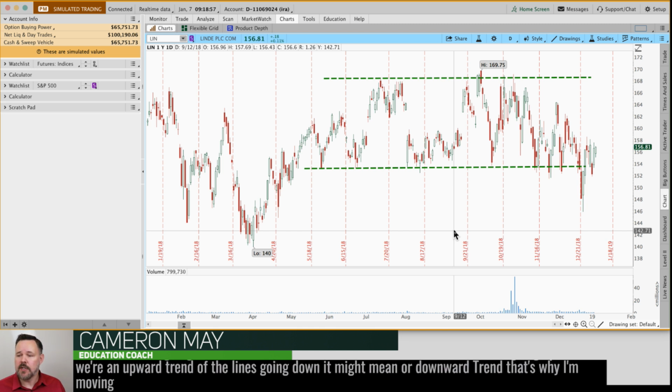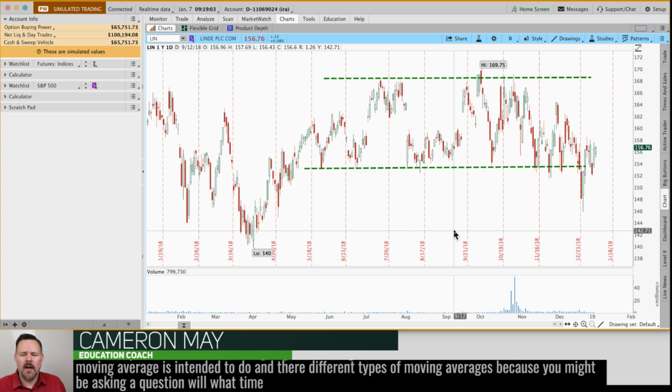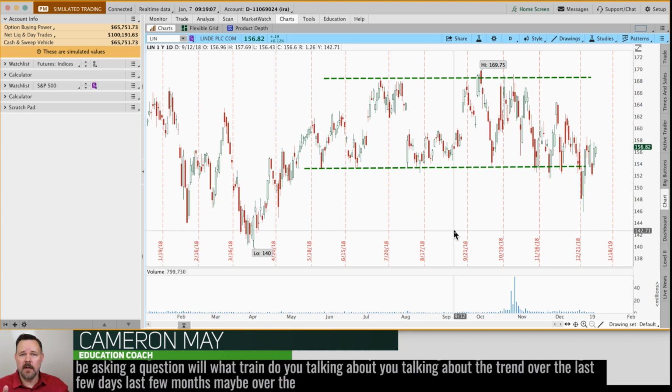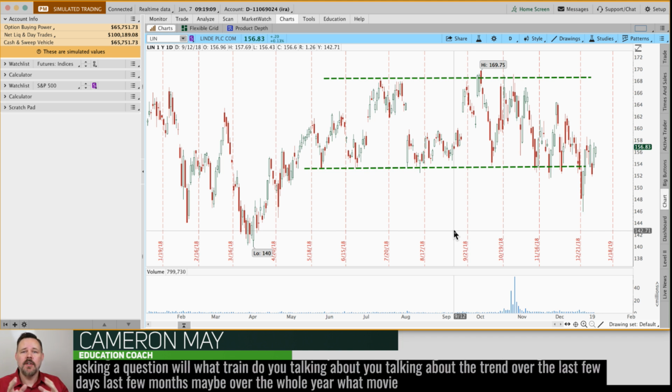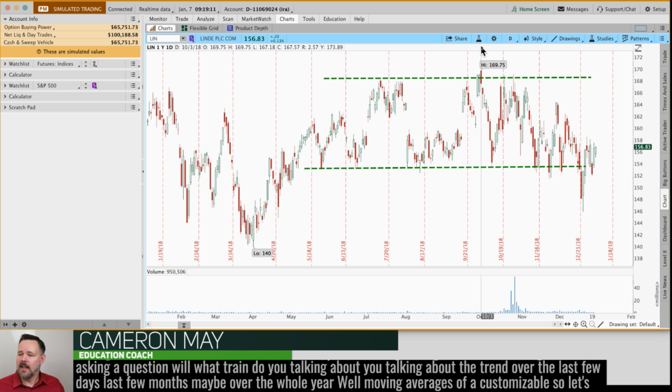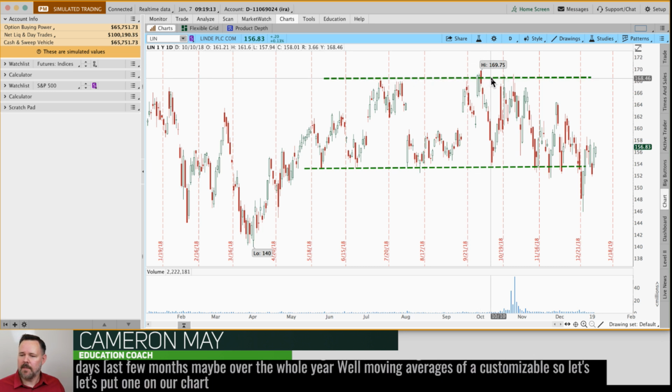That's what a moving average is intended to do. And there are different types of moving averages, because you might be asking a question, well, what trend are you talking about? Are you talking about the trend over the last few days, the last few months, maybe over the whole year? Well, moving averages are very customizable. So let's put one on our chart. Let's clean up the chart right now.